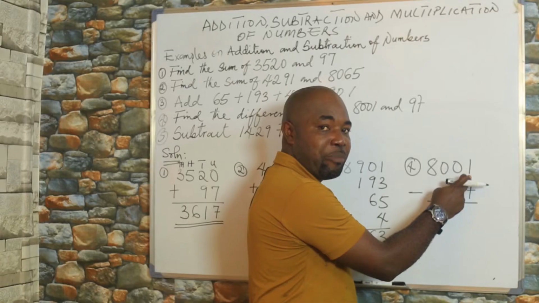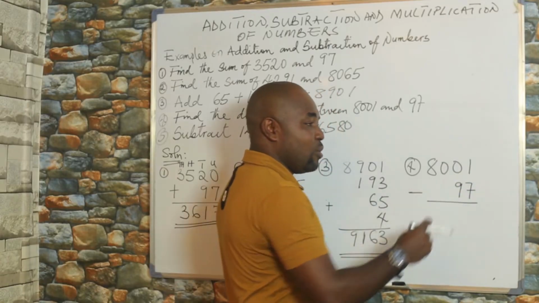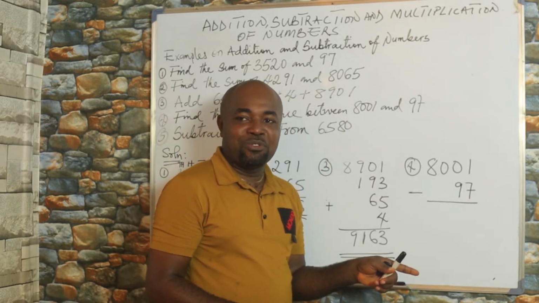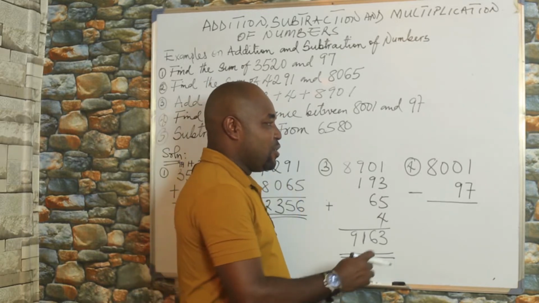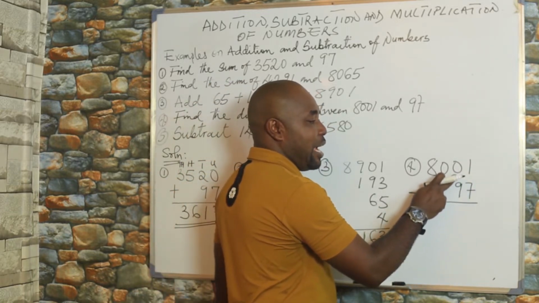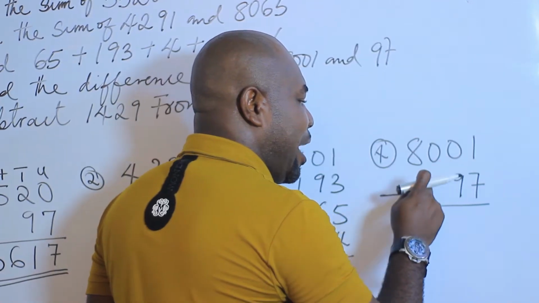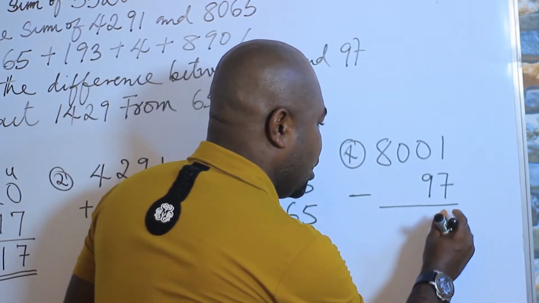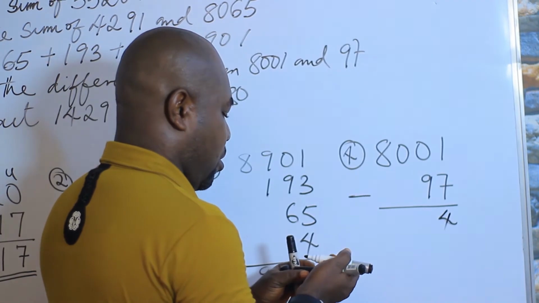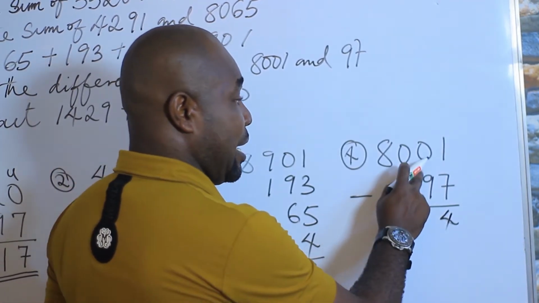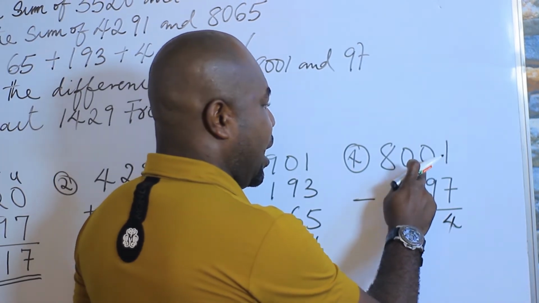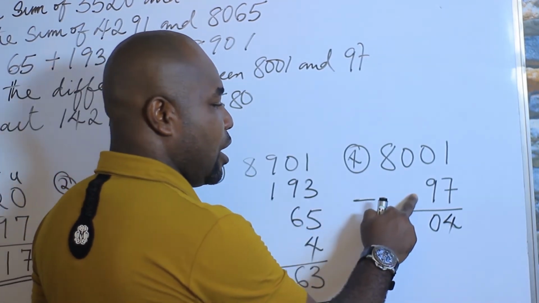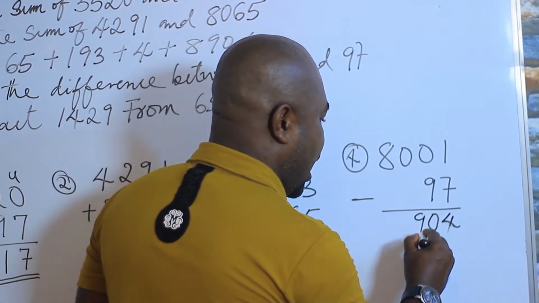Do you see the movement? We call it borrowing. We borrow, and we now use it for what we want to do. Here is now 11. 11 minus 7 is 4. Here remaining 9, as you know. 9 minus 9 is 0. Here remaining 9. 9 minus 0 is 9.